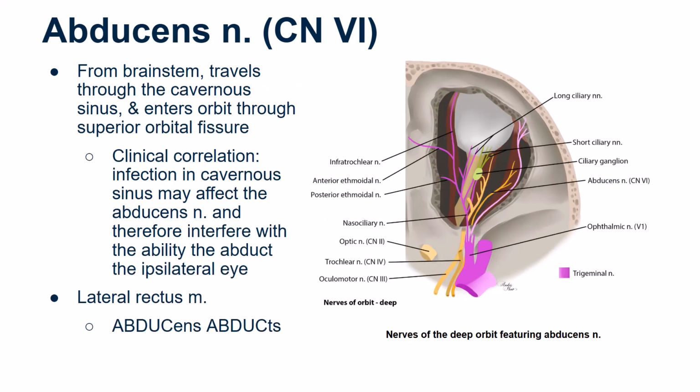We're going to skip cranial nerve 5 for the time being and continue on with discussing the cranial nerves responsible for the extraocular muscles, rounding out our trio with the abducens nerve, or cranial nerve 6.